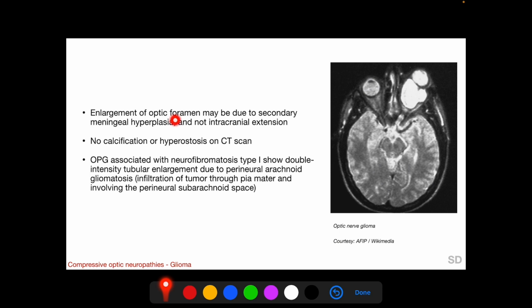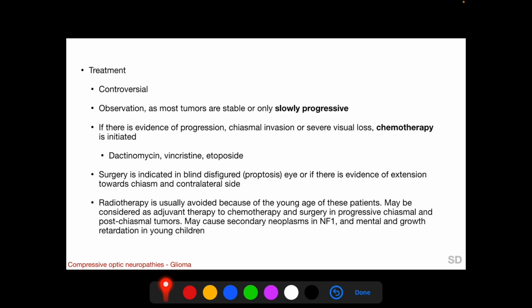There is enlargement of the optic foramen which may be due to intracranial extension or may be due solely to secondary meningeal hyperplasia. Unlike meningioma, there is no calcification or hyperostosis on CT scan. And OPGs associated with neurofibromatosis type 1 may show involvement of the arachnoid surrounding the optic nerve, resulting in double intensity tubular enlargement of the optic nerve in OPGs associated with neurofibromatosis type 1.